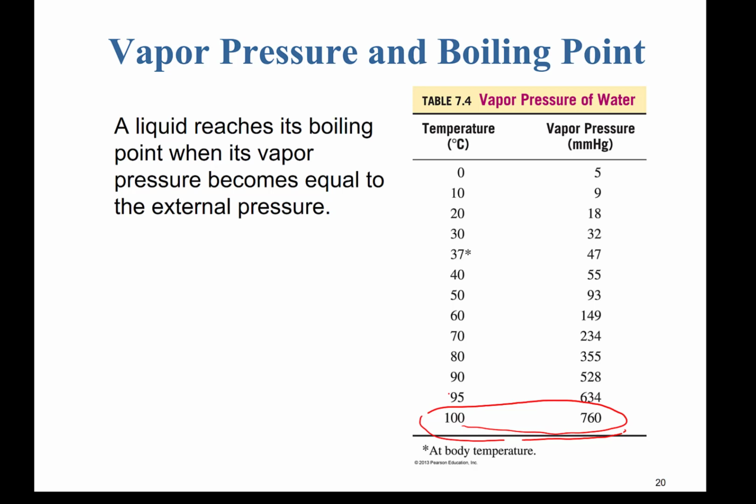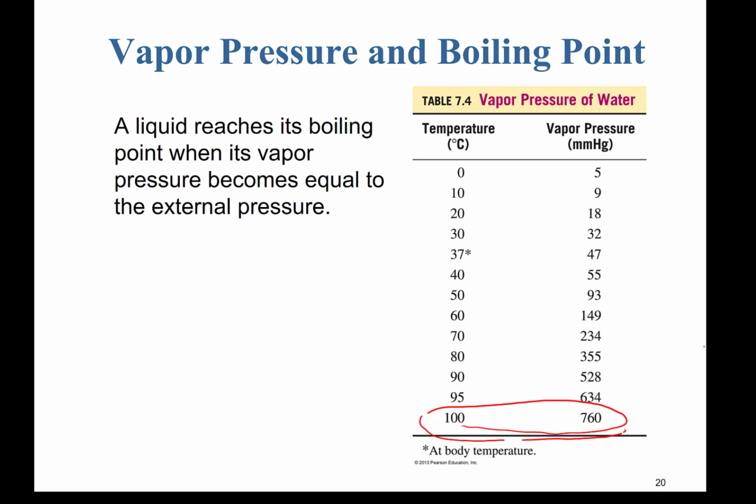So when somebody asks you what is the boiling point of water, you need to ask, well, what is the pressure? Because if the pressure is higher, then that means the temperature is higher. So if we think about high altitude, we talked about before, when we have high altitude, that means that the vapor pressure is going to be less. If the vapor pressure is less, that means the boiling point is less.